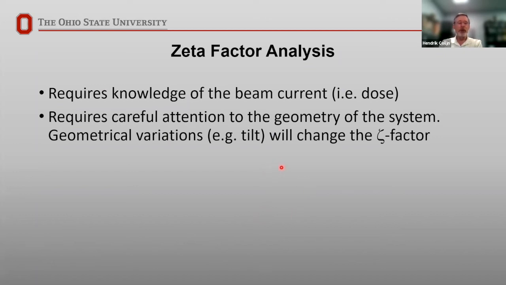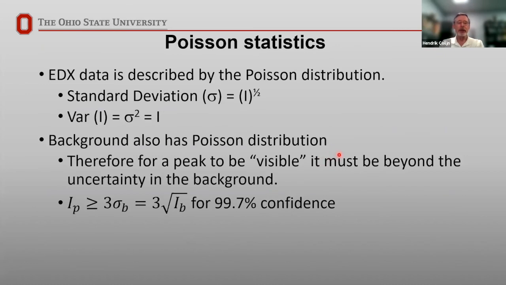So I mentioned that we're trying to get the maximum solid angle possible in our system. And we want to get a large number of counts because our data is described by the Poisson distribution. And here our standard deviation goes as the square root of the number of counts. So our signal to noise, which would be the intensity divided by the standard deviation, will only improve as the square root of the number of counts.